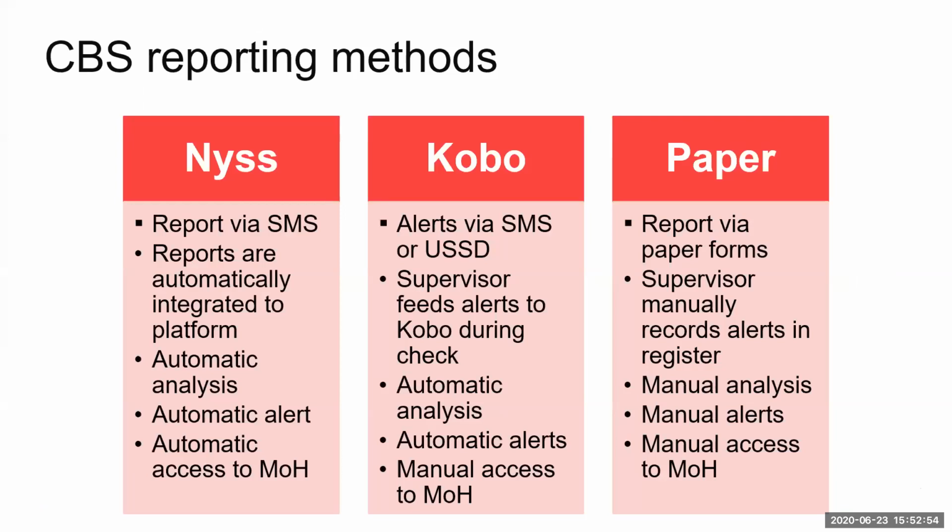So within these reporting methods, there are three main ones that we are seeing so far across the region. And these are using the NIST platform, using COBO, or using paper. There are advantages and disadvantages to each, and a lot of it is based on what a national society would like to do, what Ministry of Health is comfortable with, and what the national society has the capacity to work with if there is no more technical support from partners coming in as well.